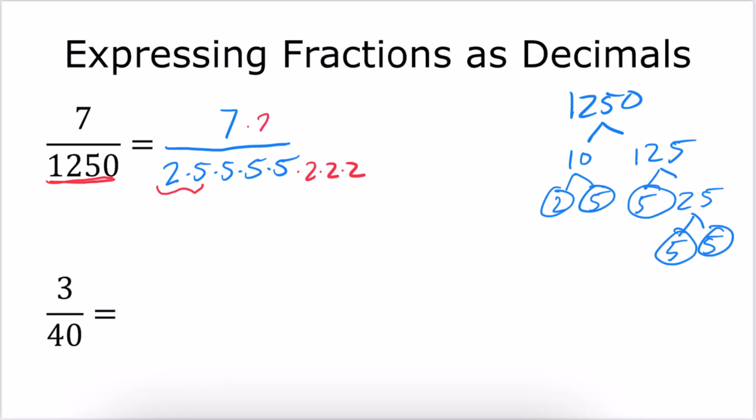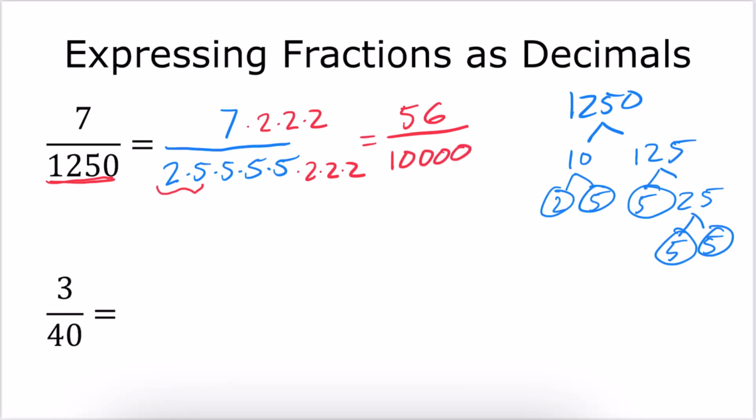So if we multiply the top by this as well, 2 times 2 times 2 is 8, and 7 times 8 is 56. And so I'll have 56 over 10 times 10 times 10 times 10, 4 times. So that will be the number 10,000.